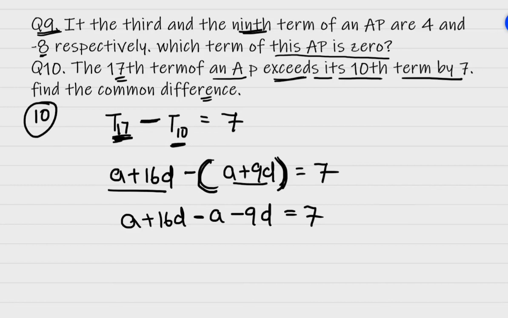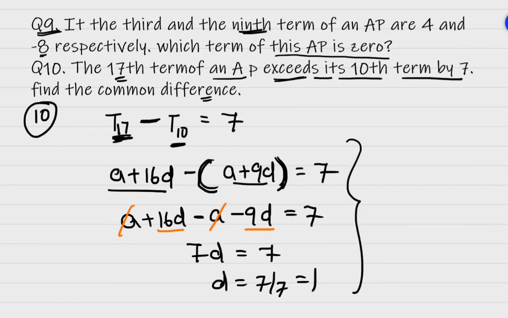Now children, simply see plus A and minus A gone. Now 16D minus 9D. How much is your 16D minus 9D? 16 minus 9 is nothing but 7, isn't it? 7D. 7D is equal to 7. This says that D is equal to 7 by 7, which is equal to 1. See, very simple question. So the value of D is equal to 1.